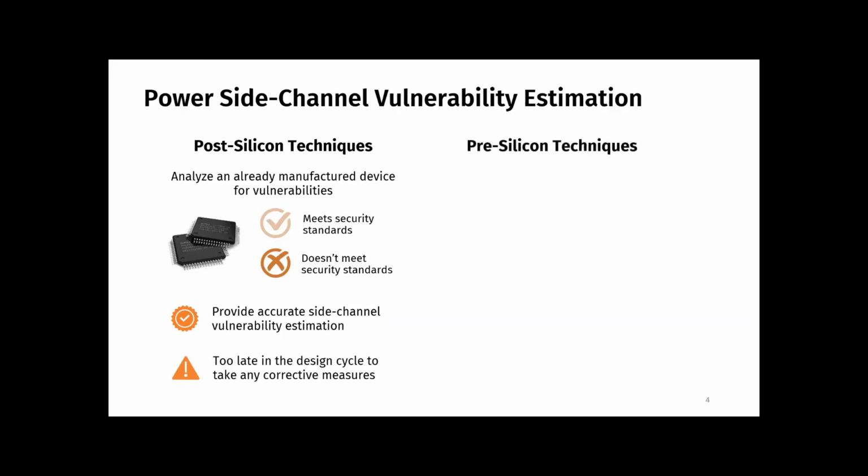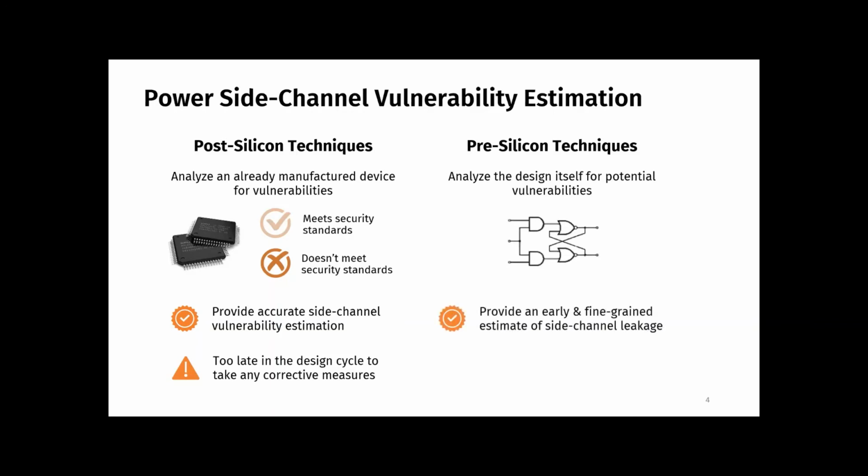More recently, pre-silicon techniques are gaining more popularity. Pre-silicon techniques analyze the design itself for potential vulnerabilities. These provide an early and fine-grained estimate of the side channel leakage. However, these techniques may be less accurate than the post-silicon techniques, and also they might require a large number of simulations and statistical analysis. We will touch upon this in more detail in the coming slides.